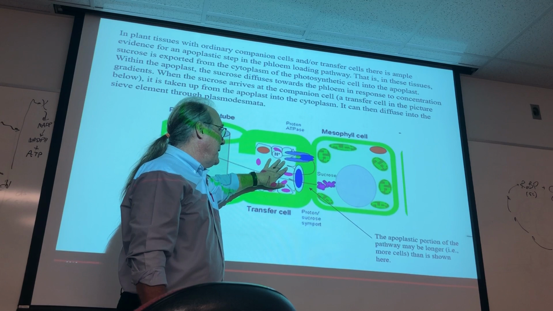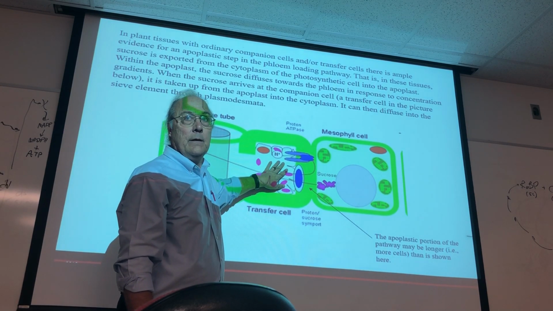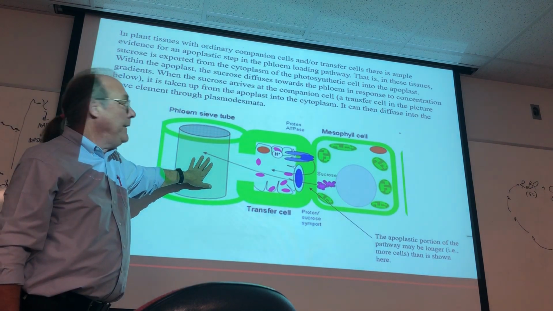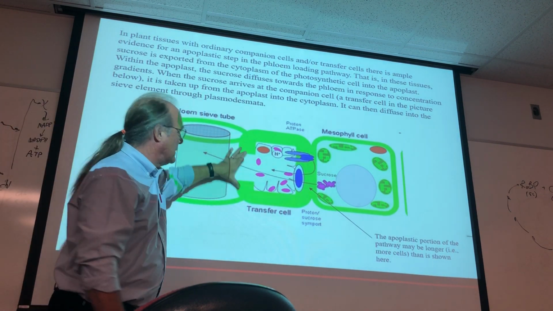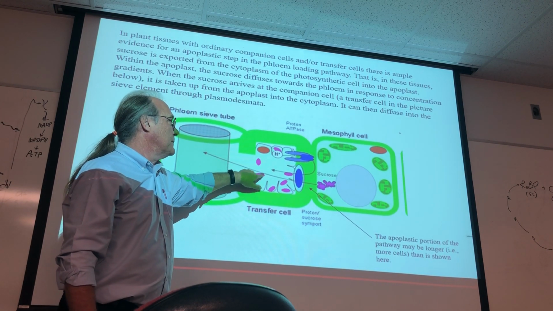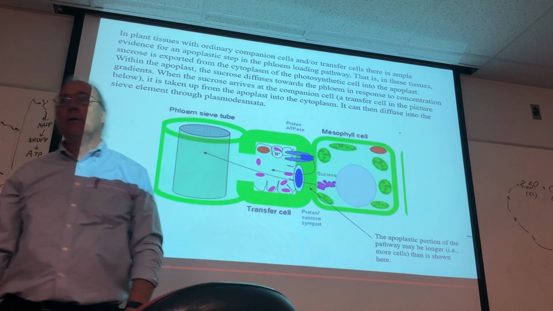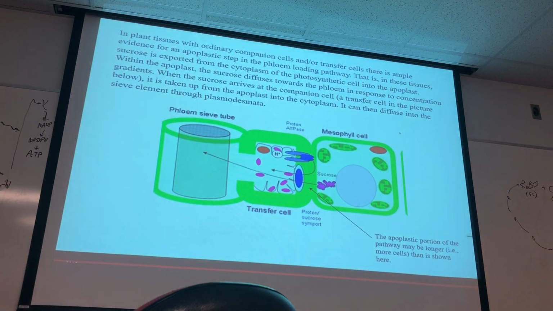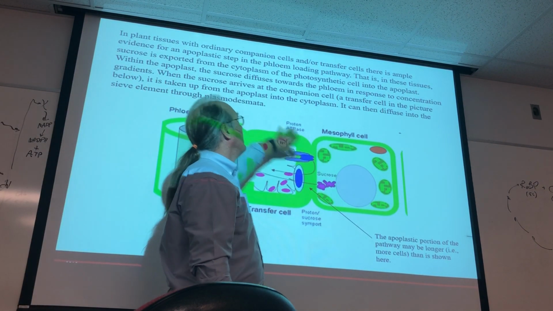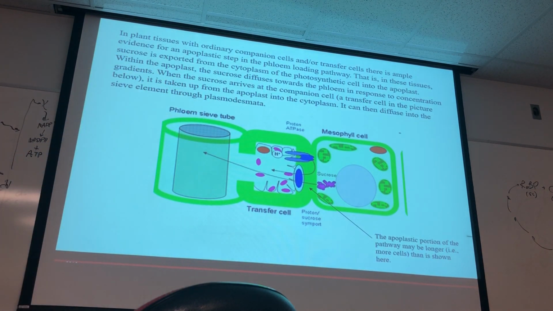What ends up happening is you have a high concentration of sucrose here, higher than in the sieve tube, and the plasmodesmatal connections, this big giant one here, provide a pathway for this sucrose to diffuse from the companion cell into the sieve tube. This is the phloem loading in plants, or in regions of plants, that have ordinary companion cells or transfer cells.